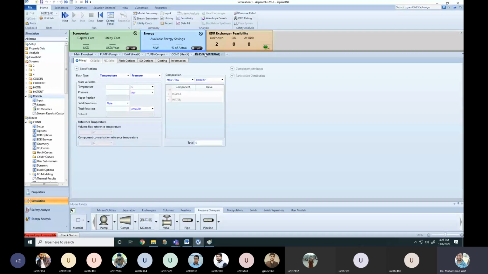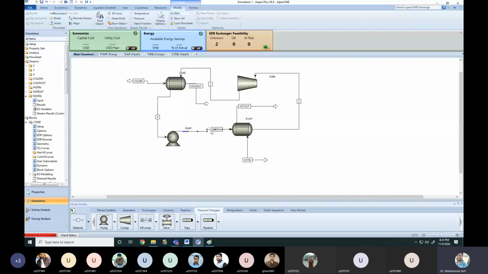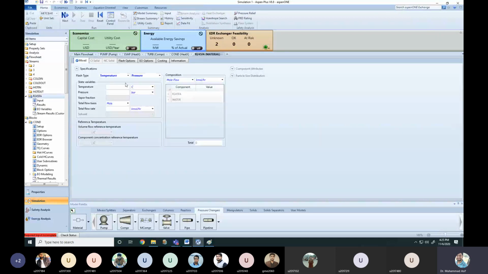What we want here, let's say the pump is sending the refrigerant as a liquid, right? So liquid means there is a zero fraction of vapors, and let's say the pressure is 2 bar, and the mass flow rate is, let's say, 3600 kg per hour, and this is purely refrigerant. There is no water in that line, purely refrigerant.